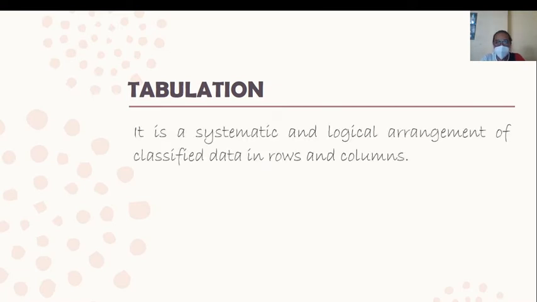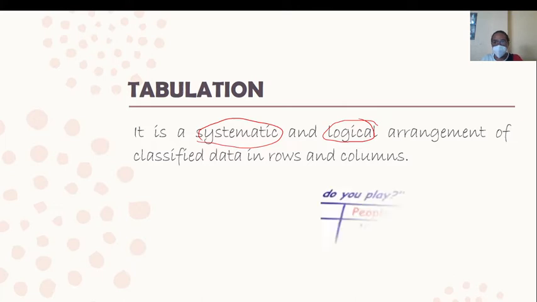Now, the first presentation of data is tabulation. If we say tabulation, it is a systematic and logical arrangement of classified data in rows and columns. Therefore, tabulation is composed of a row and a column.